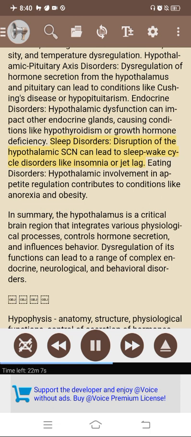Sleep disorders. Disruption of the hypothalamic SCN can lead to sleep-wake cycle disorders like insomnia or jet lag. Eating disorders. Hypothalamic involvement in appetite regulation contributes to conditions like anorexia and obesity. In summary, the hypothalamus is a critical brain region that integrates various physiological processes, controls hormone secretion, and influences behavior. Dysregulation of its functions can lead to a range of complex endocrine, neurological, and behavioral disorders.